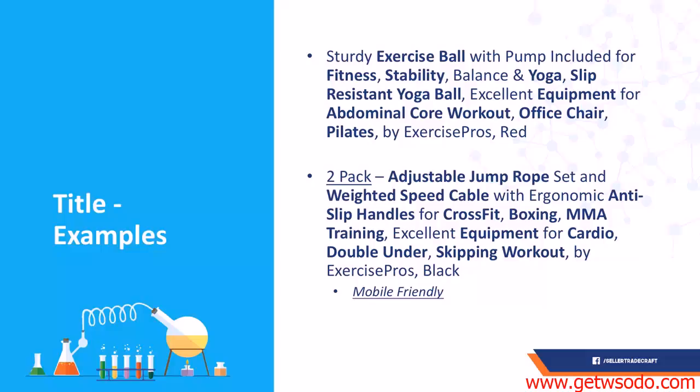2-pack, adjustable jump rope set and weighted speed cable with ergonomic anti-slip handles for CrossFit, boxing, MMA training. Excellent equipment for cardio, double under, skipping workout by Exercise Pros, black. Okay, so I really changed it up a lot here in the beginning, especially to do the 2-pack dash.